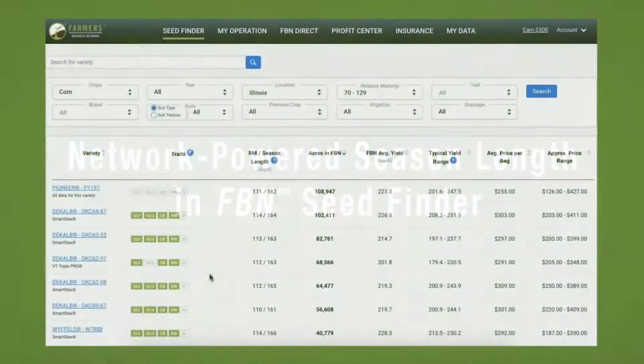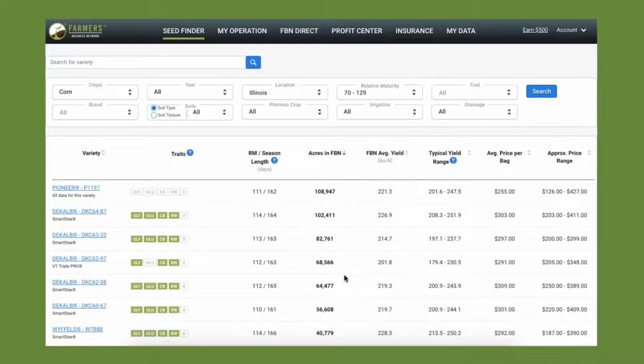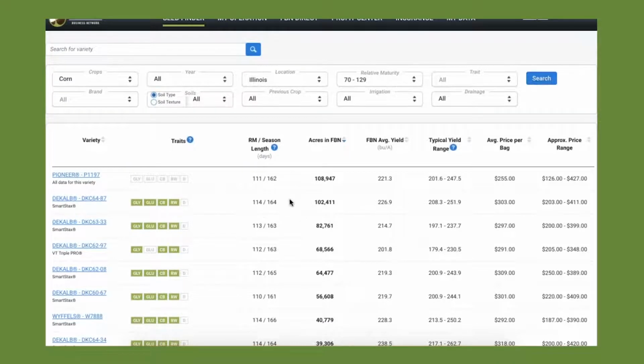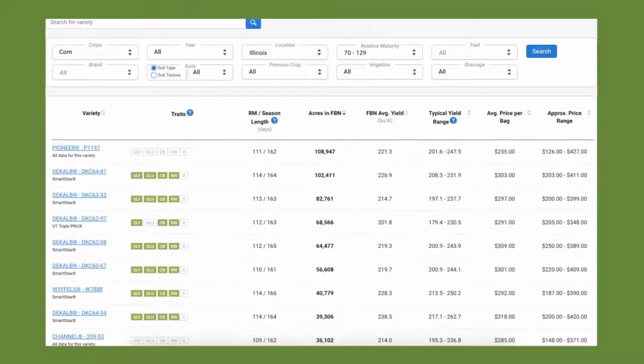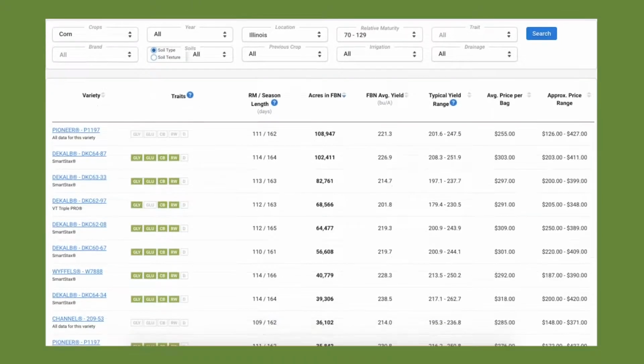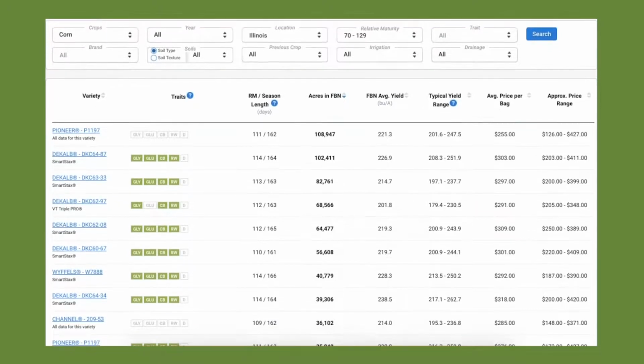Now, one very cool feature that we just shipped is this new season length rating that's right here next to relative maturity. This is a very data-driven way to measure relative maturity. If you think about relative maturity, it is really a rating that is used by seed companies to describe how long a seed takes to reach a harvestable maturity.